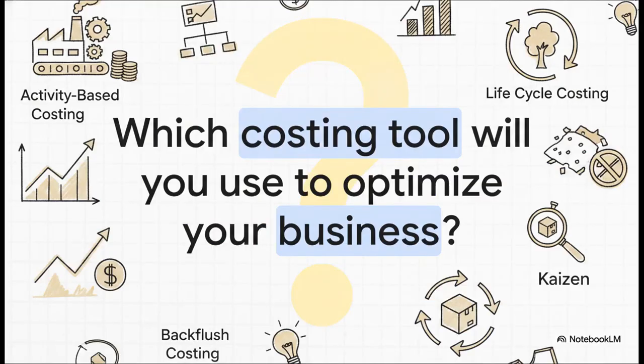Wow, okay, we've covered a tremendous amount of ground today. We've seen exactly why traditional accounting needs a major upgrade. From pinpointing those hidden overheads with activity-based costing, to hitting exact market prices with target costing, tracing the whole lifespan with lifecycle costing, eliminating waste through Kaizen, and speeding up those automated floors with throughput and backflush costing.